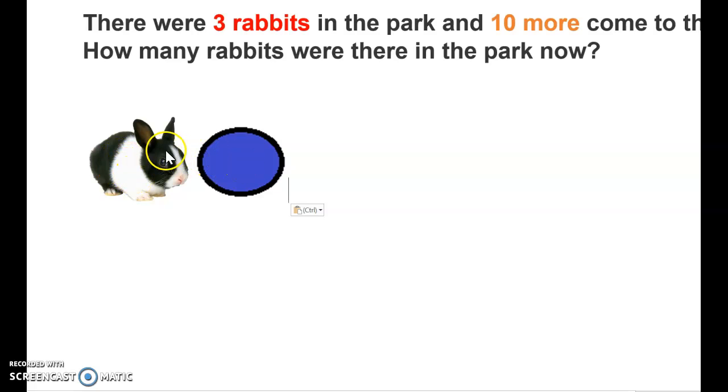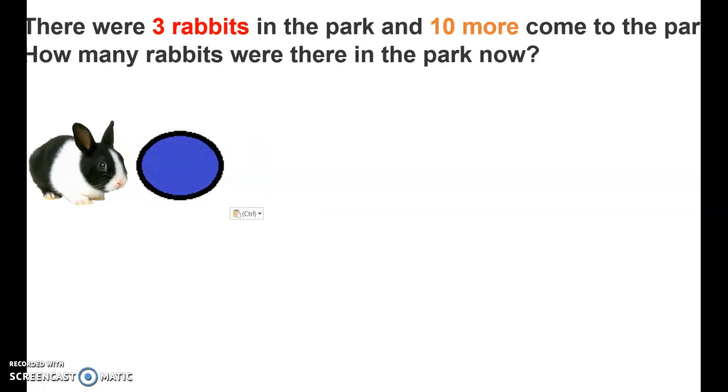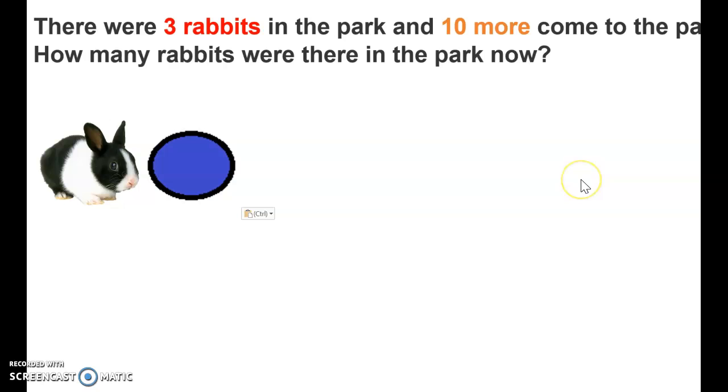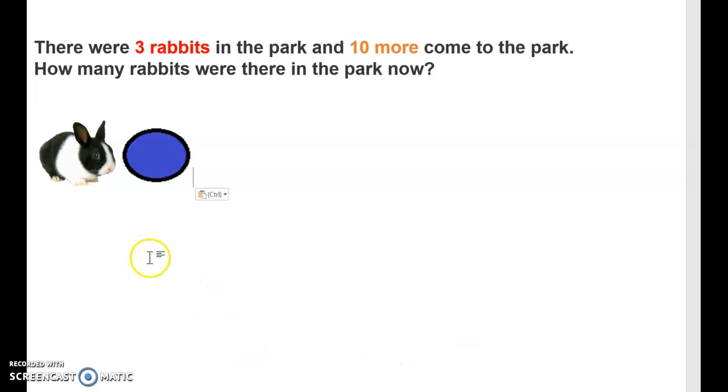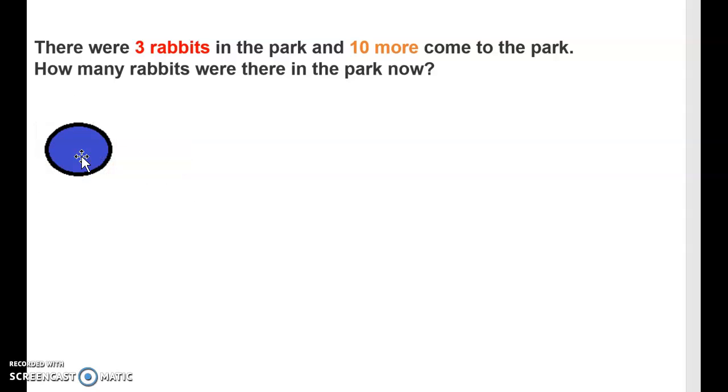So let's look at this problem. There were 3 rabbits in the park and 10 more come to the park. How many rabbits were at the park? We're in the park now, right? I'm just going to make this smaller because you can't see all the words. Okay. And then I'm going to take my rabbit off because I know I love this cute rabbit, but I don't want to draw rabbits. I want to use counters.